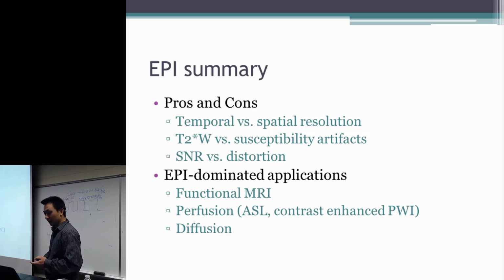Okay, so for those applications that mainly use EPI, the first one is functional fMRI. The second one is perfusion. We can detect how the blood is perfused into the tissues. So these methods would include arterial spin labeling and contrast-enhanced perfusion weighted imaging, and also diffusion, as we just saw.